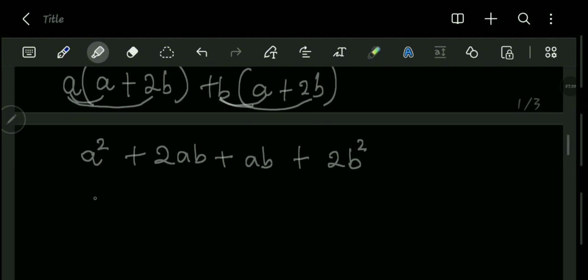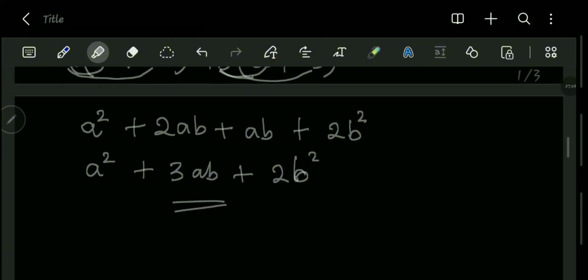So for this expression, I'm having a squared, of course they are like terms, 2ab plus 1ab, that's a 3ab, then plus 2b squared. And of course you can't simplify anything further here because you don't have like terms, so you leave your answer in this way. Do you understand? Now, having understood this, let's work an example under surd.